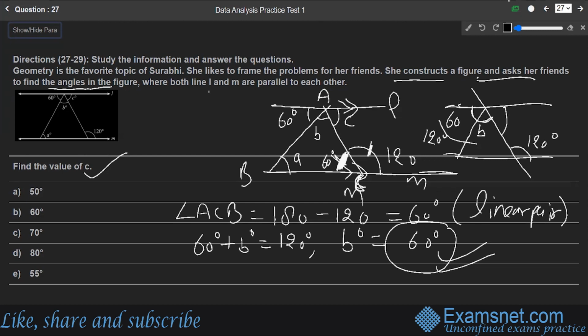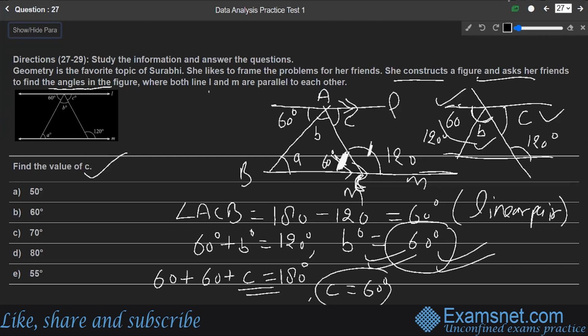Now again, this angle 60 and B and this angle C are forming a linear pair where the sum is 180 degrees. So we can clearly write 60 plus angle B, whose value is again 60, plus angle C is forming a linear triplet, that is 180 degrees. So clearly C is nothing but 180 minus 120, that is 60 degrees again. So we have got the value of angle C as 60 degrees itself, and that is the right answer.